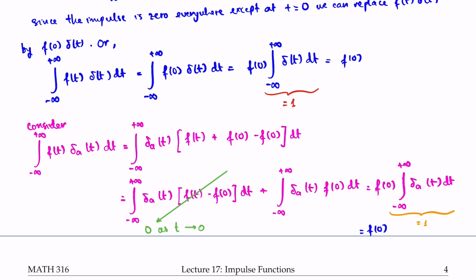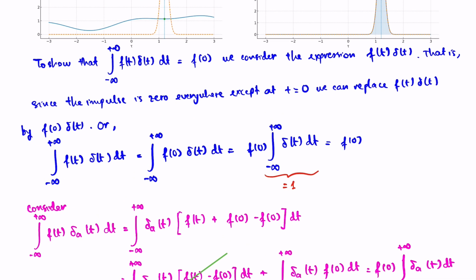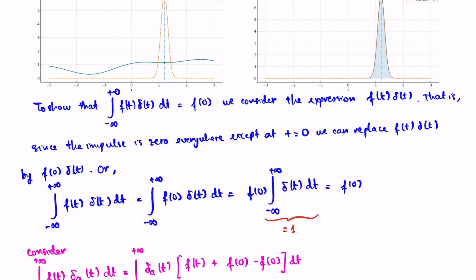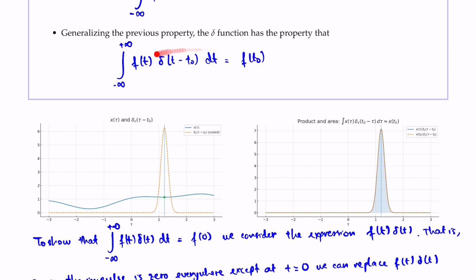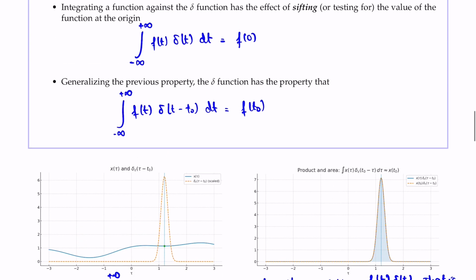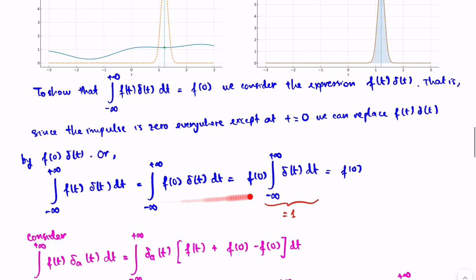Now this is only a very specific case, when t is equal to 0. When it is t sub 0, that means you translate the delta function to another place on the right. You shift it to the right by t sub 0 units. What's going to happen is that the result will be f of t0. I'm going to show you that, very similar to what you see right here.